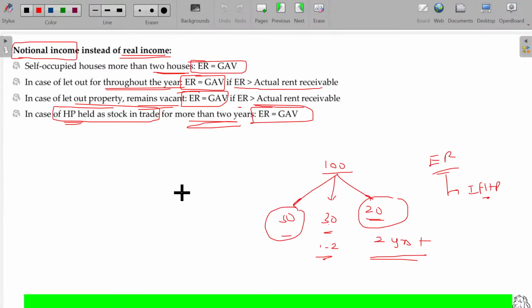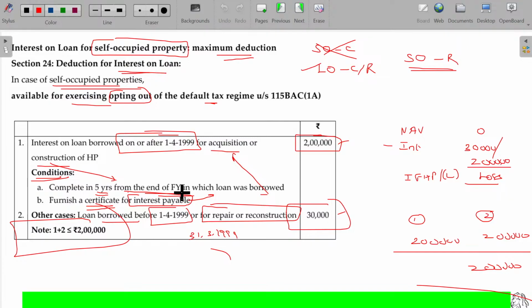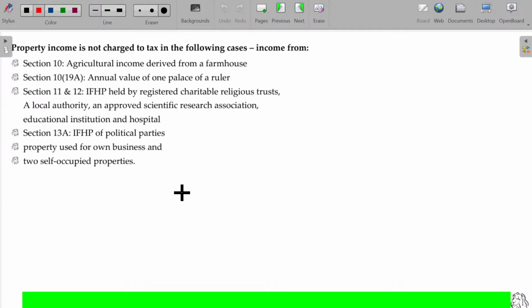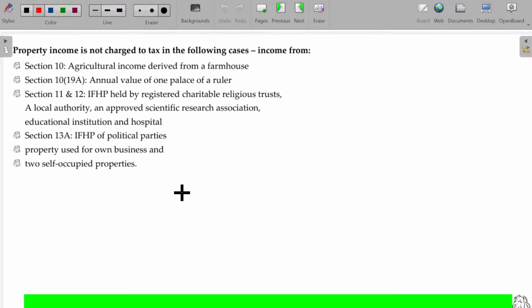So we have completed that notional income is the matter, not the real income. Unrealized rent condition we have also studied, and interest calculation also completed. The last point we are supposed to study is all about deemed owner. This one is already studied, right? Section 10, clause 19A palace of a ruler, 11 and 12 religious trust and political party.